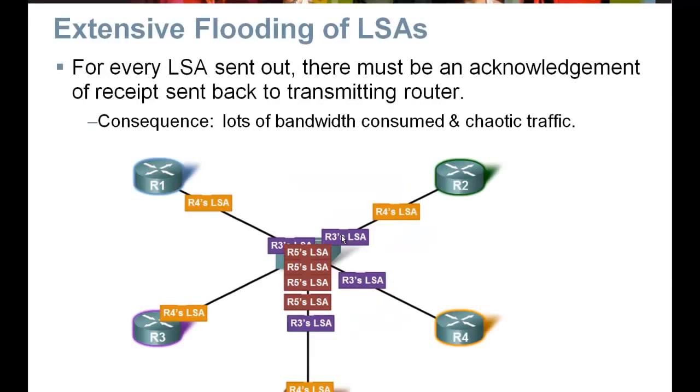Everybody's sending. This guy's got to send 4 LSAs, one to everybody else. He's got to send 4 LSAs. So all this traffic is being sent through and floods the network when EIGRP or OSPF is trying to converge, which is bad. It consumes a lot of bandwidth and a lot of processing resources, so you don't want this.